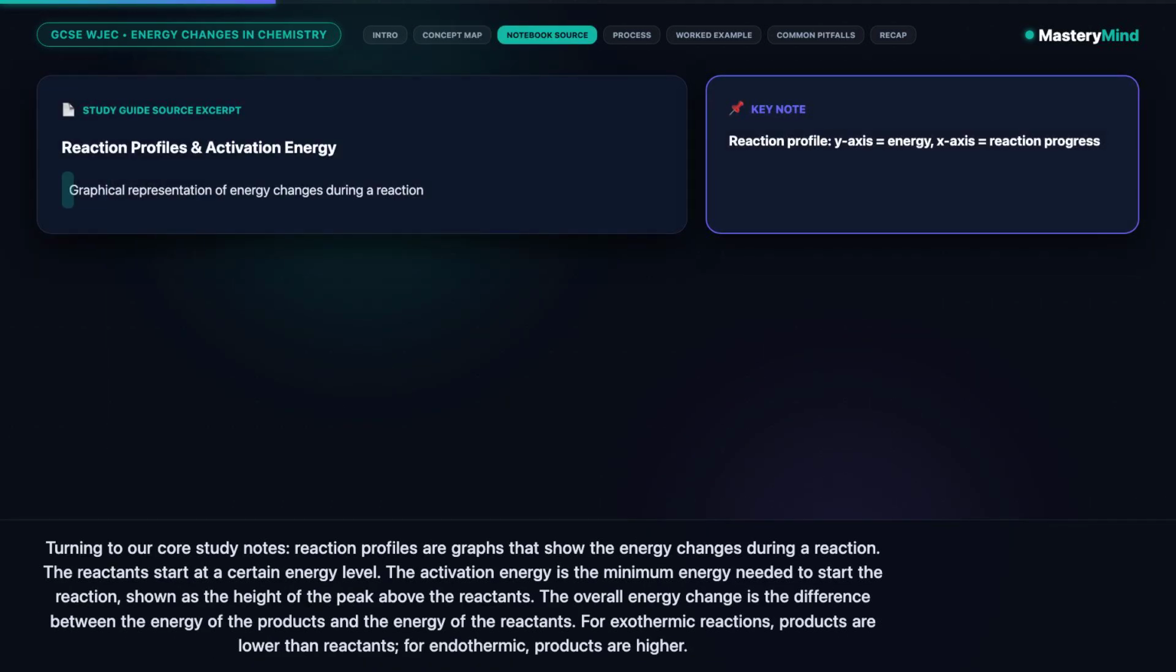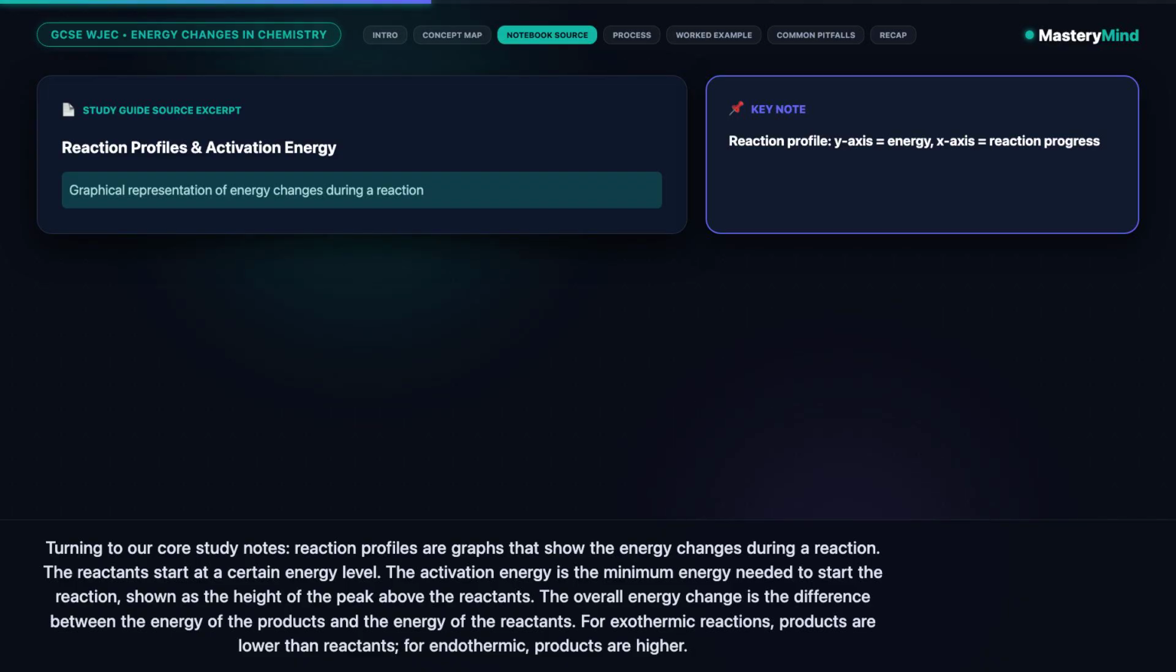Turning to our core study notes, reaction profiles are graphs that show the energy changes during a reaction. The reactants start at a certain energy level. The activation energy is the minimum energy needed to start the reaction, shown as the height of the peak above the reactants. The overall energy change is the difference between the energy of the products and the energy of the reactants. For exothermic reactions, products are lower than reactants. For endothermic, products are higher.